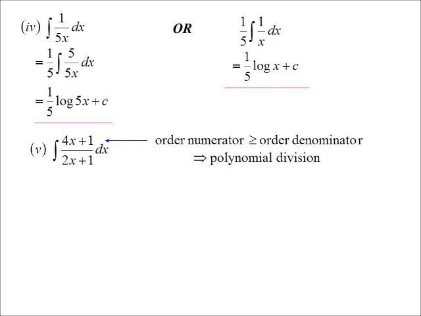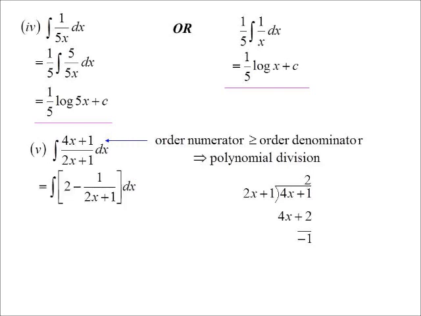So 4x plus 1 over 2x plus 1. And if you're unsure, I've done my division over there, but it turns out to be 2 minus 1 on 2x plus 1. And then we integrate each individual bit. Integrate the 2, we get 2x. Integrate the minus 1 on 2x plus 1, we'll get minus a half log 2x plus 1. So, order of numerator greater than or equal to denominator, polynomial division.